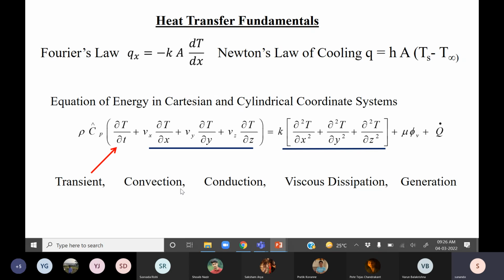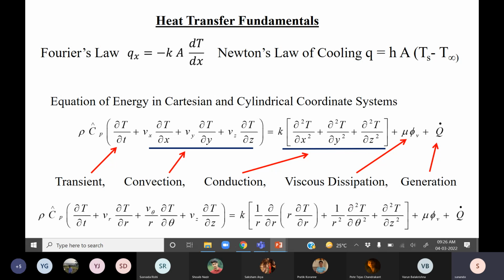So this is a transient term. Then we have the convection term. All the velocities are there. Then we have the conduction term, and then we have the viscous dissipation, which is this one, and then we have the generation term. So this together gives us the energy contained of a body at any given instant of time. And this is the most complete description of the thermal energy or the heat transfer, as we know, for any system, be it solid, liquid, or a gas.